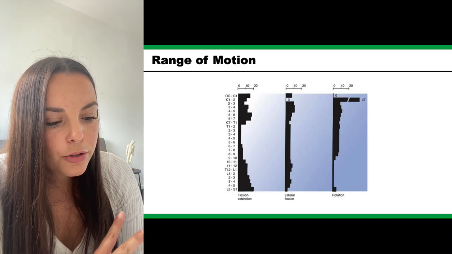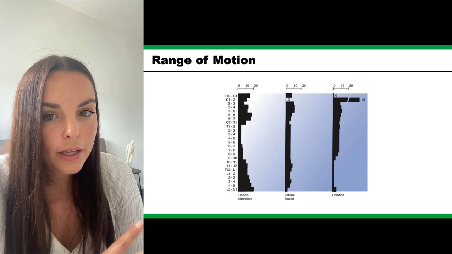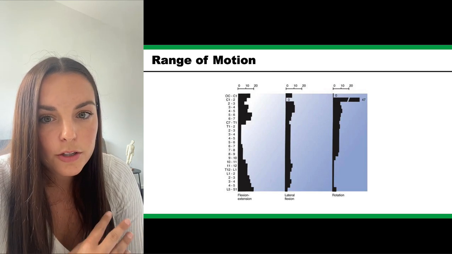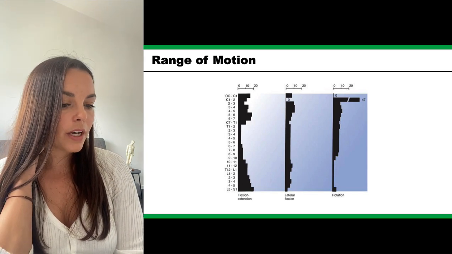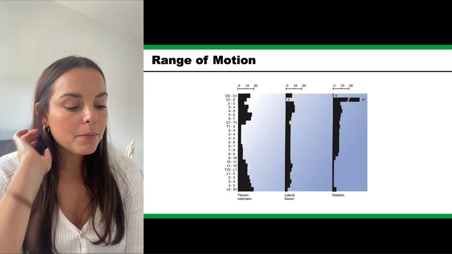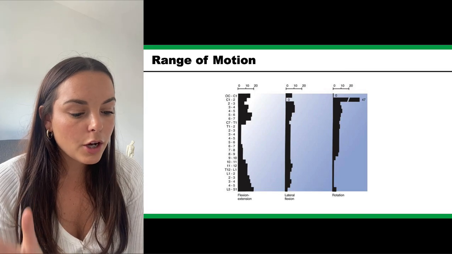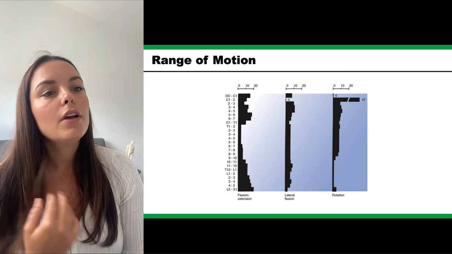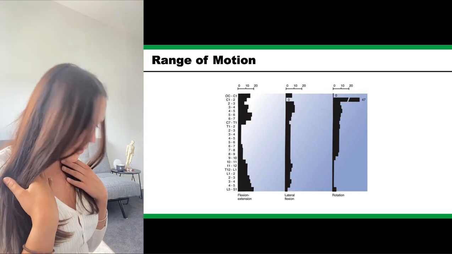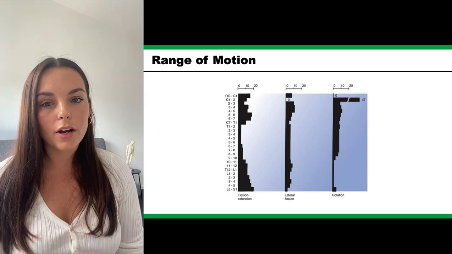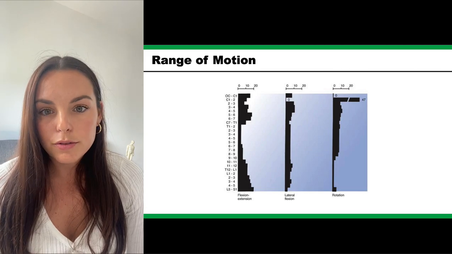Okay, then we have C2 to C7. So this is looking at the rest of our cervical vertebrae, so the rest of our neck, really. If we're thinking about our whole neck, what actions we can do there. And we can see that there is a good amount of flexion and extension. So if you flex and extend your neck right now, yeah, there's a good amount of range there coming from just the neck area. There's a good amount of lateral flexion too.